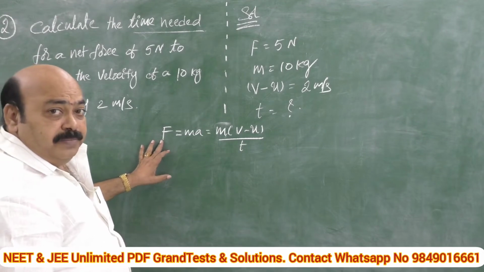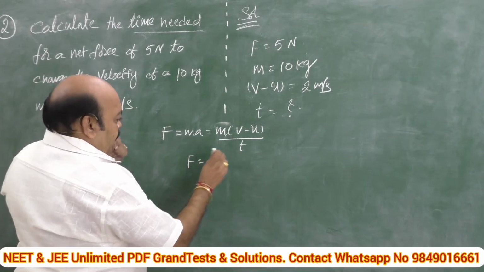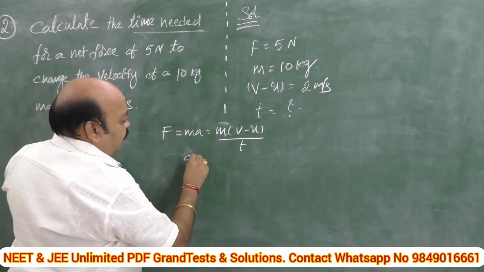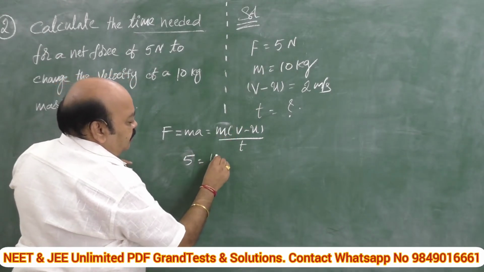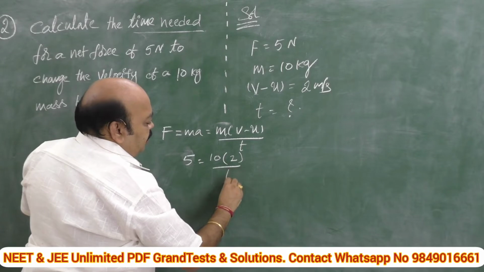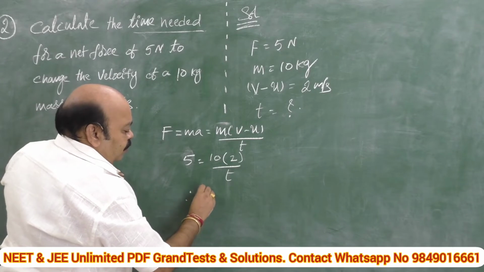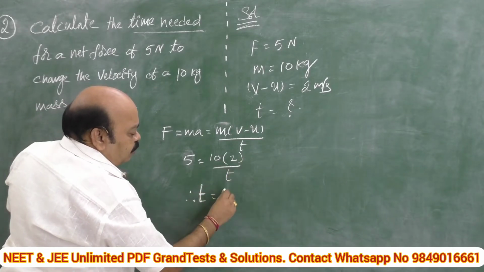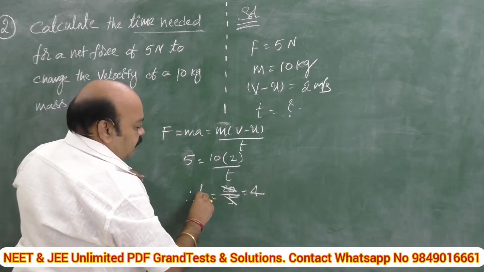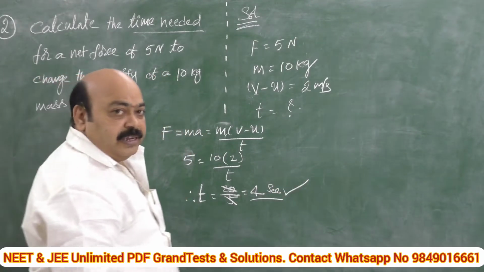Now our job is simply to substitute the data given in the problem. In the place of F, directly we shall replace the value. This is 5 Newton, F, is equal to 10 into what is v minus u? It is nothing but 2, divided by t, which we have to calculate. Taking this, t is equal to 10 into 2, 20 divided by 5, nothing but 4. t is time, the units will be seconds. So, the time required is 4 seconds.